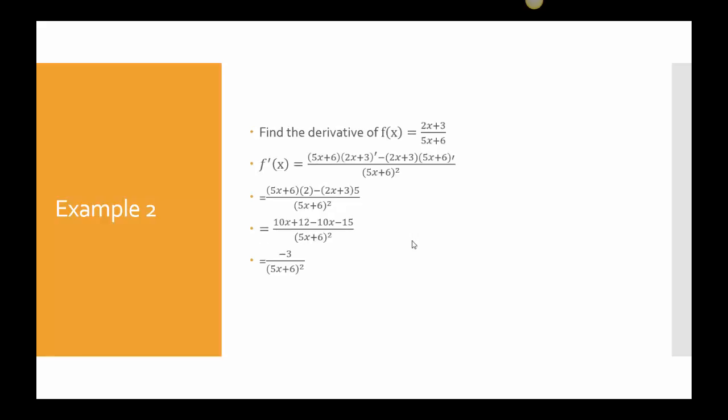Okay, so let's try another example. This time I have 2x plus 3 divided by 5x plus 6. So once again, I'm going to do the setup. I'm going to start low, 5x plus 6, and then do d high. So I'm going to take the derivative of 2x plus 3, then minus, go back to high, 2x plus 3, and then d low, so derivative of 5x plus 6 over low low, 5x plus 6 squared.